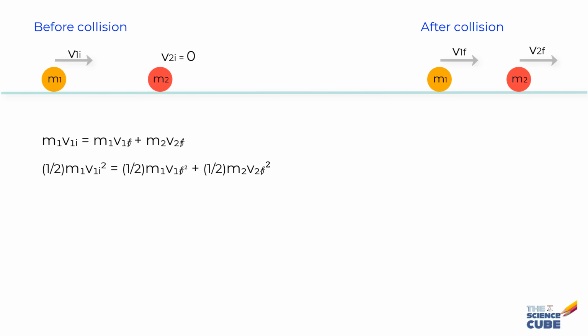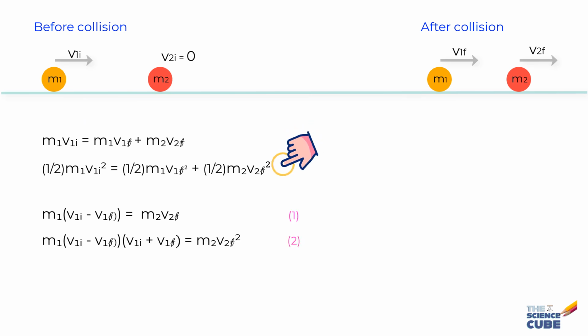Now, since we have two equations at our disposal, we can find the final velocities of each of the objects. So rewriting this equation as m1 into (v1 initial minus v1 final) is equal to m2v2 final. That is, we bring this term to the left. And this one as m1 into (v1 initial minus v1 final) into (v1 initial plus v1 final) is equal to m2v2 final square, where we have knocked off 2 in the denominator and brought this guy to the left.